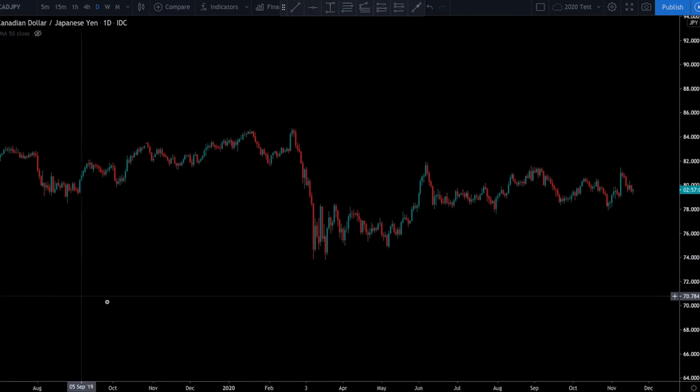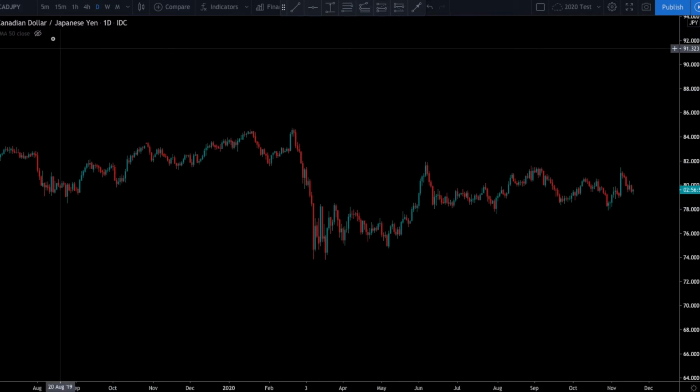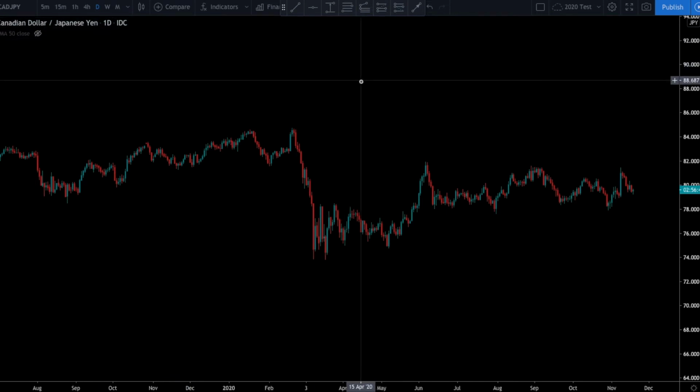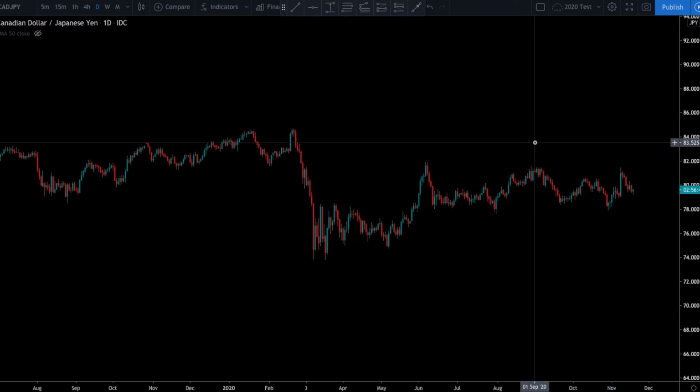This is TradingView. That is the software that I use for all of my charts. And then I have a separate broker where I actually trade. This is the daily chart. This is Canadian dollar, Japanese yen, and these settings are just how I set up my TradingView.